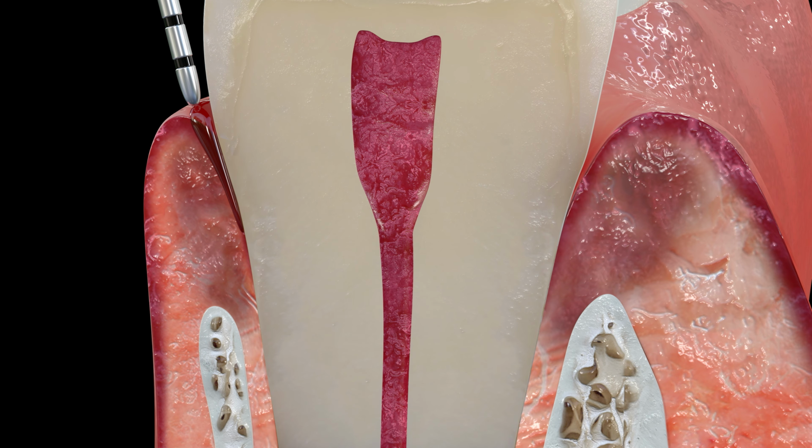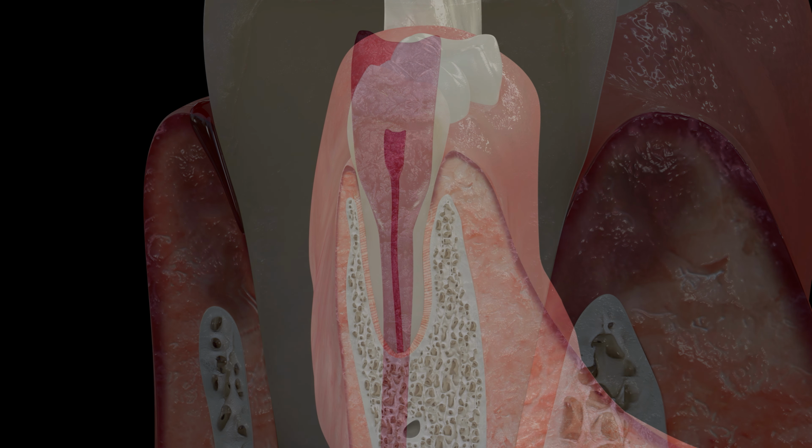In this example, probing depth of 4 to 5 millimeters, presence of inflammation, and no attachment loss signifies plaque-induced gingivitis.